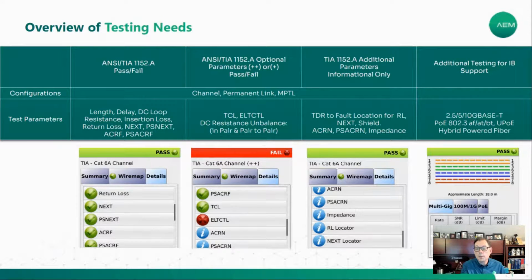Now, the example you see here is a multi-gigabit test with PoE. We'll show that, but more importantly, we're going to talk about a troubleshooting PoE load test as well. So if you do have issues with PoE, you can do a PoE load test to make sure that you can get that power at that endpoint. And it can be incorporated into the auto test result that you see on the lower right of the screen there when you run a multi-gigabit test.